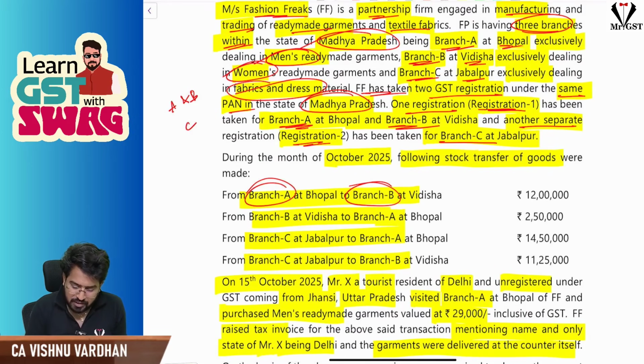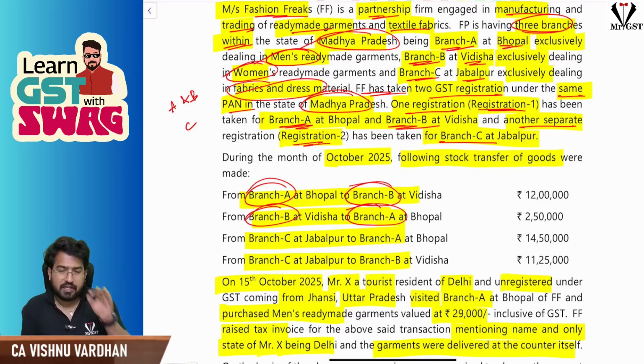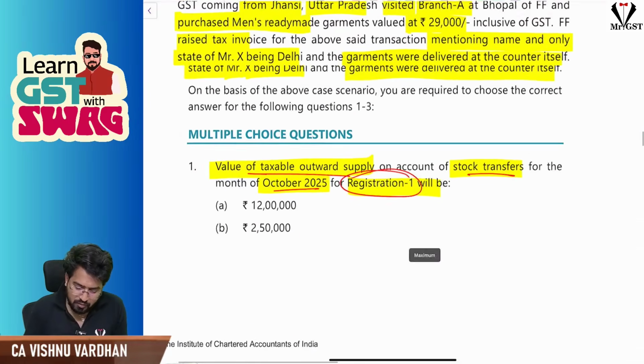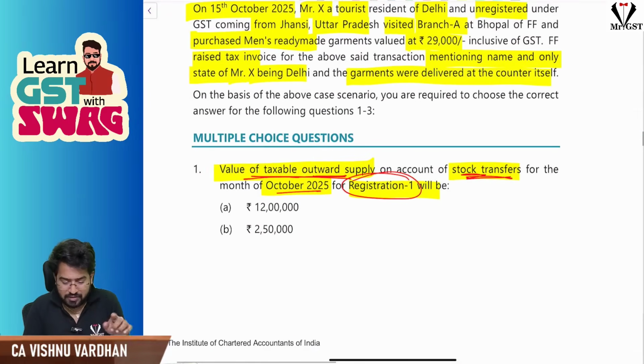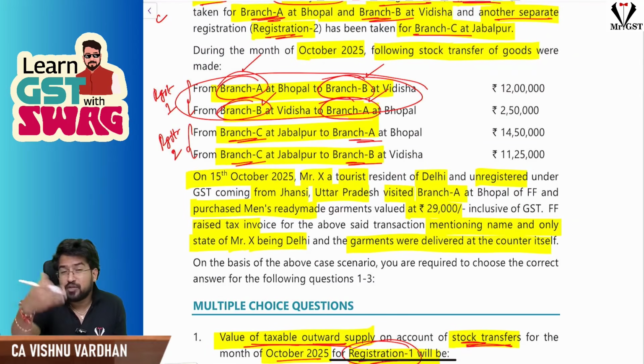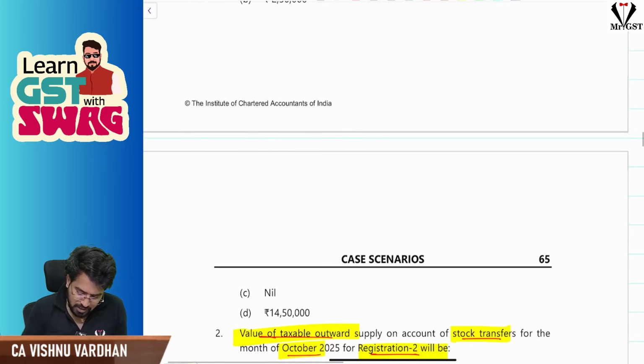If you see in the question, there is stock transfer regarding registration 1 and 2. A and B have 1 registration, C is a different registration. So, if you send from A to B and B to A, these stock transfers are under the same GST number, not distinct persons, not a supply. From A they are sending to B, from B they are sending to A. From branch C, they are sending to A and B. This is for registration 2 in the MCQ, and this is for registration 1, correct? Value of taxable outward supplies on stock transfers, they have asked for registration 1. From registration 1, these are the 2 things they have made. They did not make it to C. If they had made it to C, that would be a supply, but here they have not. So in this case, the answer should be nil.